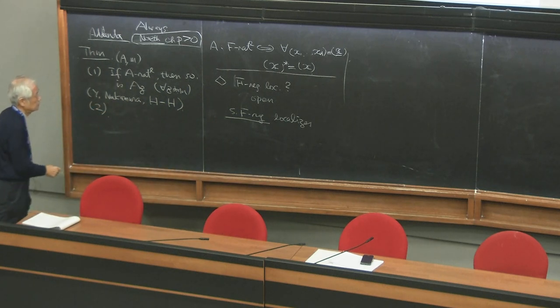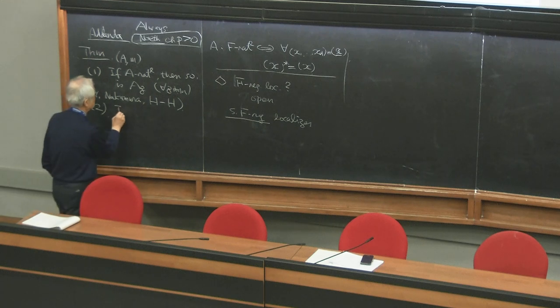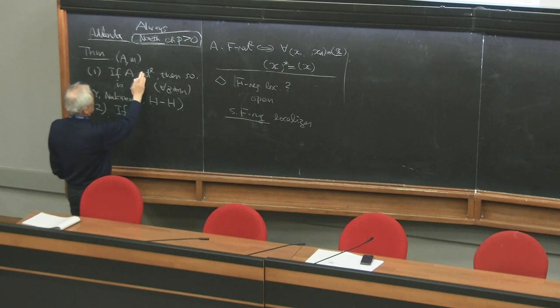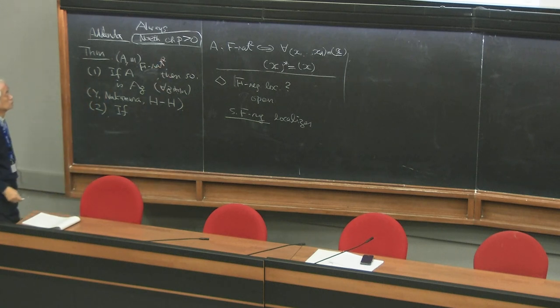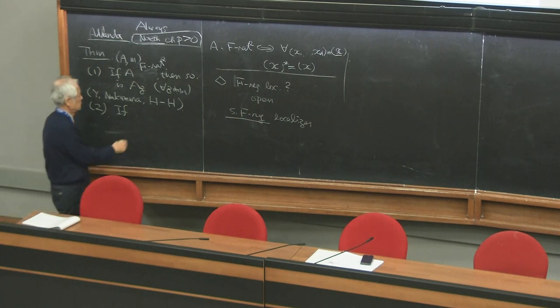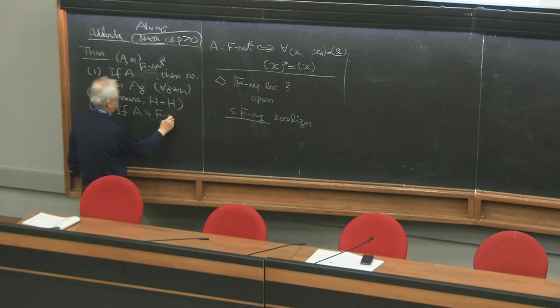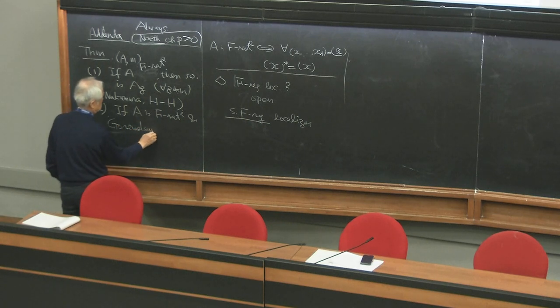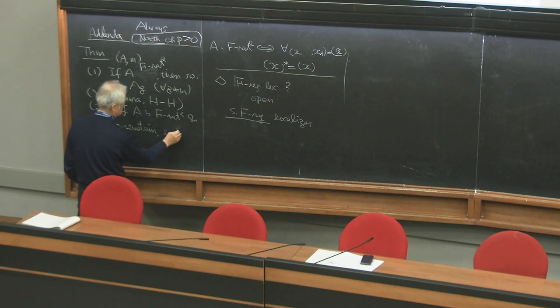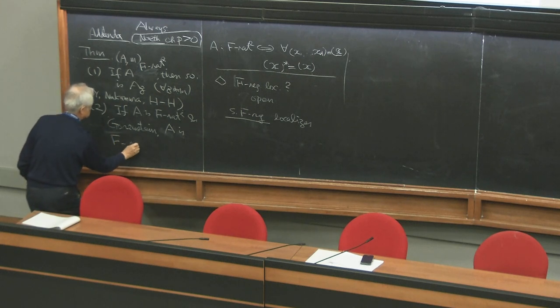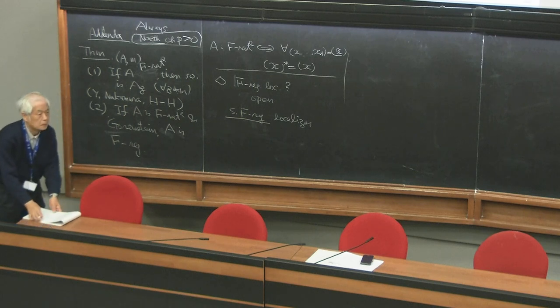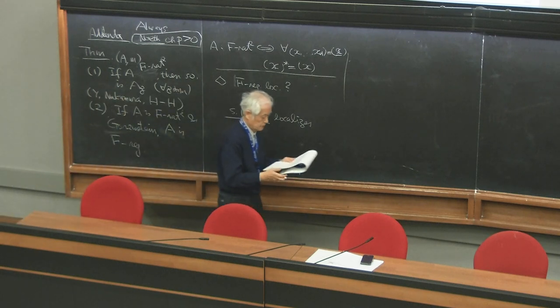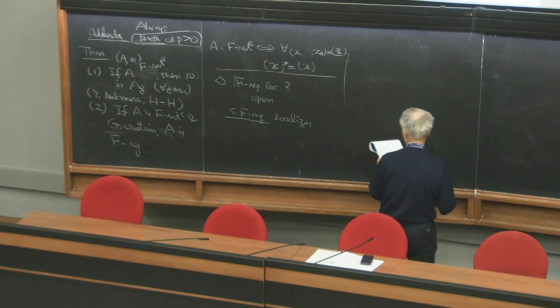And so the second thing is that if A is F-rational and Gorenstein, then A is F-regular. So let me give the idea of the proof.